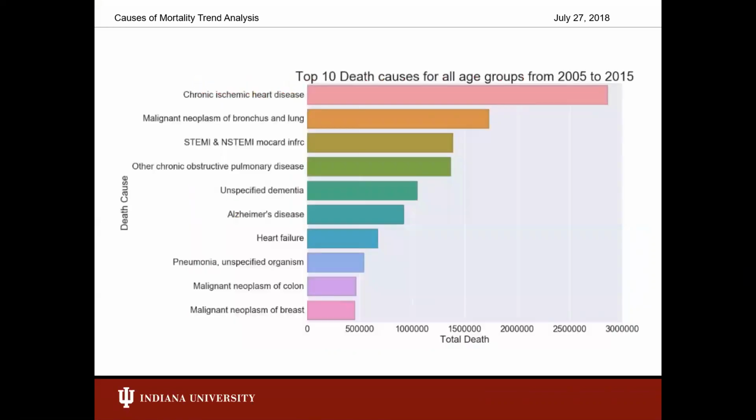So this horizontal bar chart shows the total deaths for the top 10 causes across different age groups from 2005 to 2015. Based on this chart, heart disease is at the top of the list with 2,861,639 deaths. Again, this is for that decade-long period. Malignant neoplasm of breast is last on the list with 455,154 deaths.